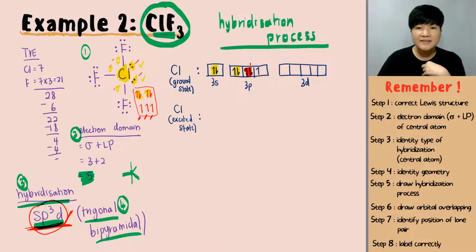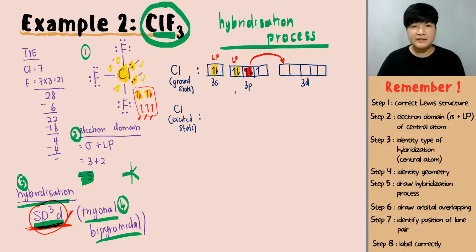We are going to excite one of this paired-up electron into your 3d. Alright, we only excite one paired-up electron into the 3d. These 2 will remain because they are lone pairs. See that? Alright, so we do not need to excite everything. The number of electrons that you excite will depend on your Lewis structure.